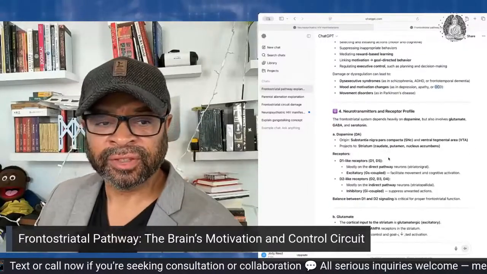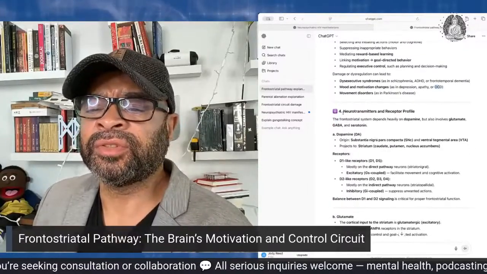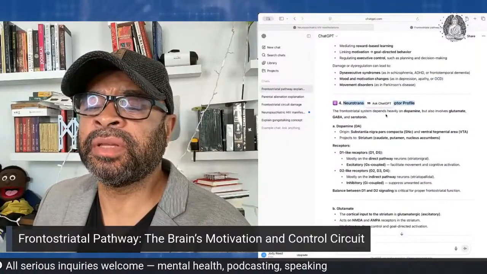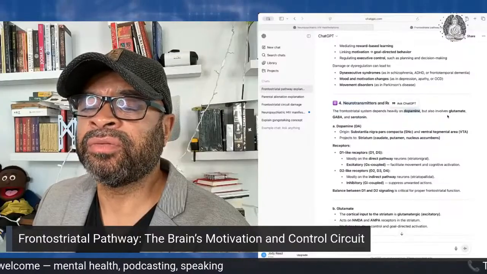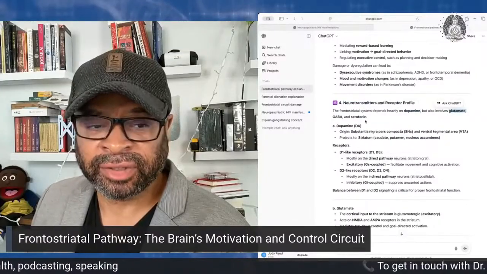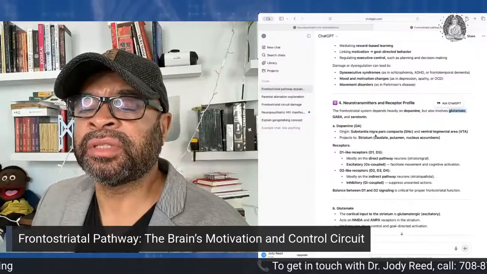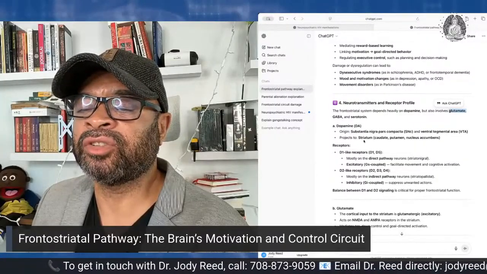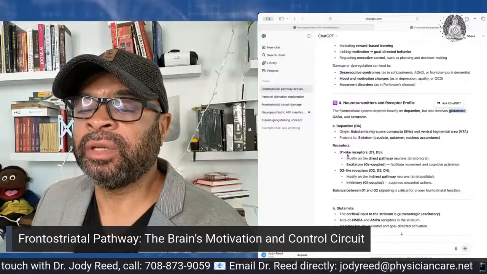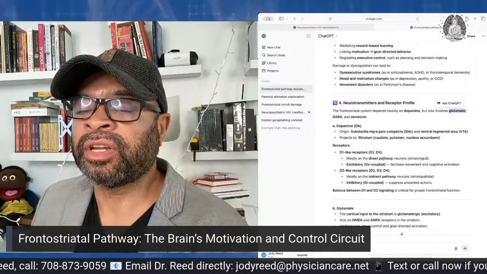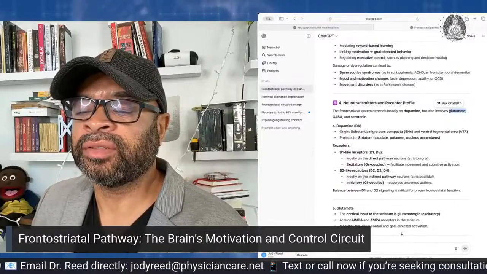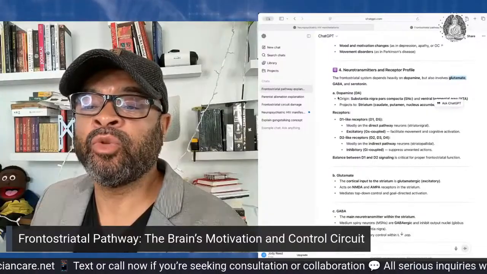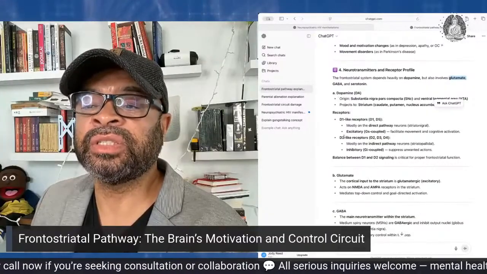Okay, so let's look here next. Receptors, the neurotransmitters and receptor profile. The frontal striatal system depends heavily on dopamine, but also involves glutamate, GABA, and serotonin. Dopamine originates in the substantia nigra and the VTA, ventral tegmental area, and projects to the striatum. The receptors: D1-like receptors mainly on the direct pathway, D2 receptors on the indirect pathway. So we have dopamine receptors, D1 and D2.